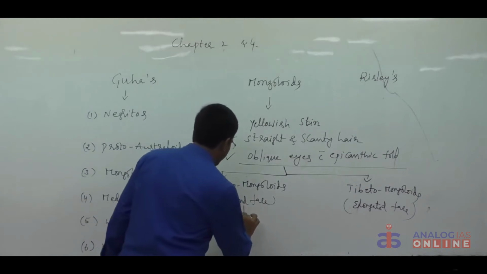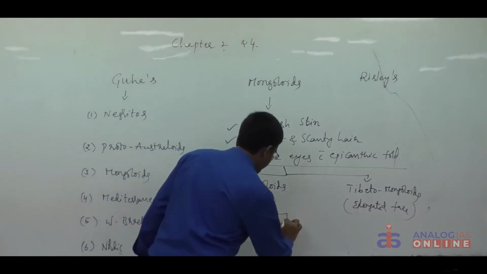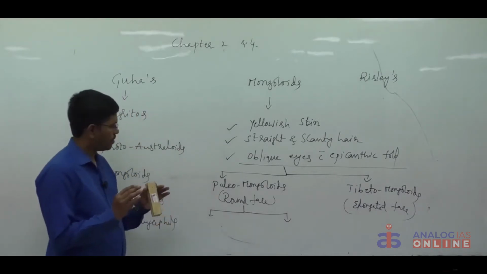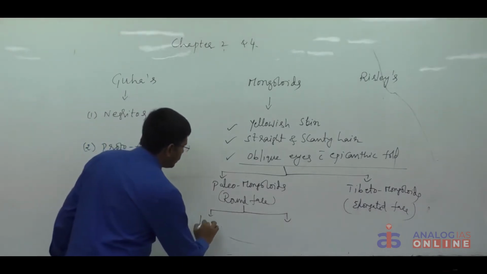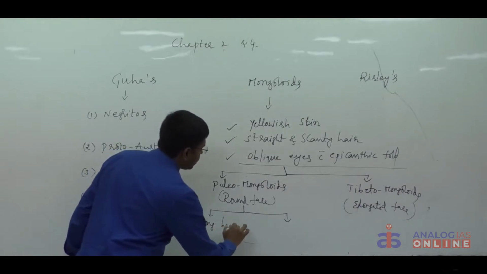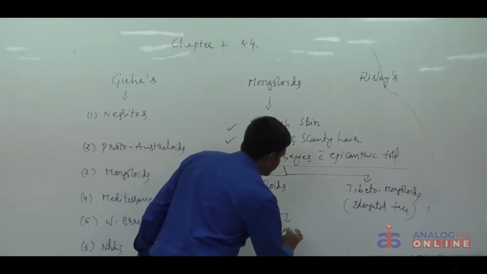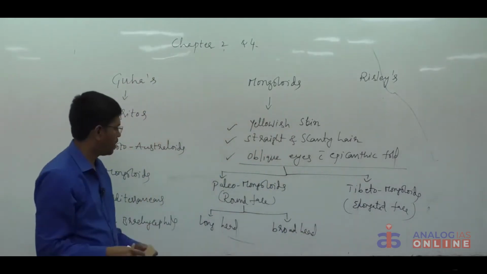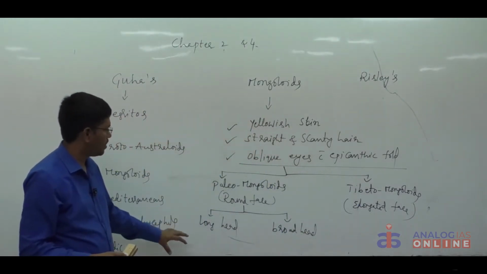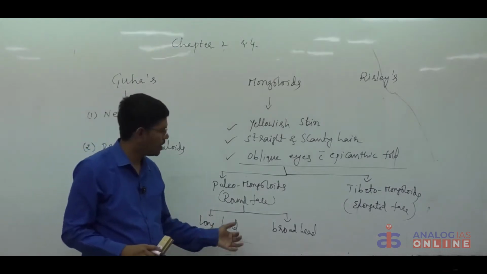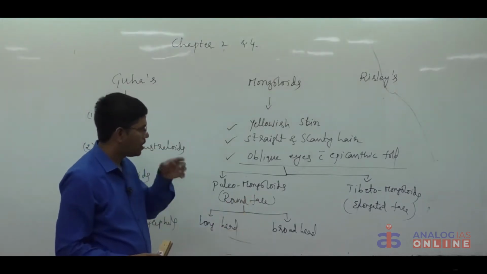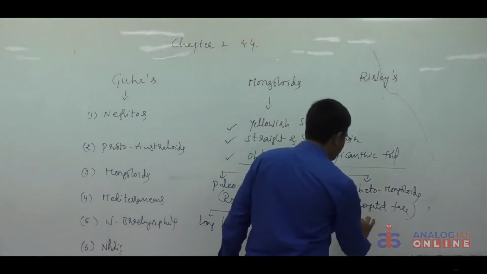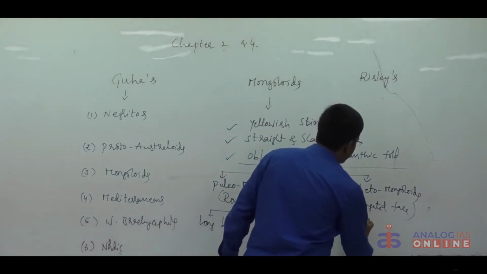Again, the Paleo-Mongoloids are divided into two varieties. See, in the Paleo-Mongoloids, some people have long head, some people have broad head. That's why the Paleo-Mongoloids are divided into long-headed Paleo-Mongoloids and broad-headed Paleo-Mongoloids. But in case of Tibeto-Mongoloids, they have elongated face and elongated head.